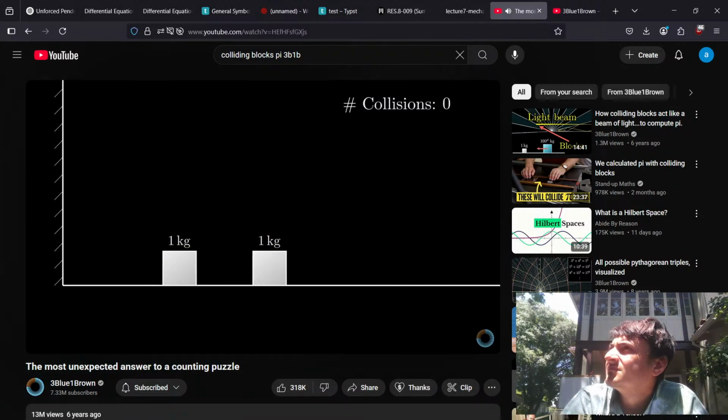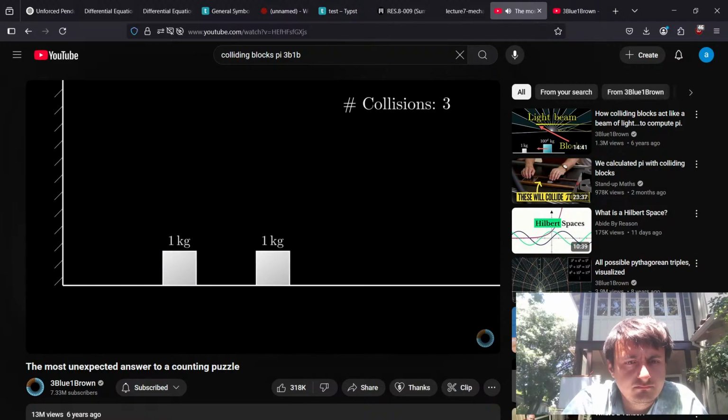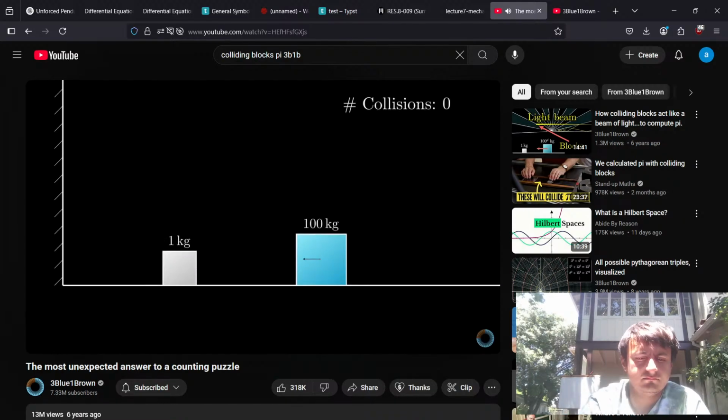The first block hits the second, transferring all of its momentum. Then the second one bounces off the wall, and then transfers all of its momentum back to the first, which then sails off towards infinity. 3 total clacks. What about if the first block was 100 times the mass of the second one?